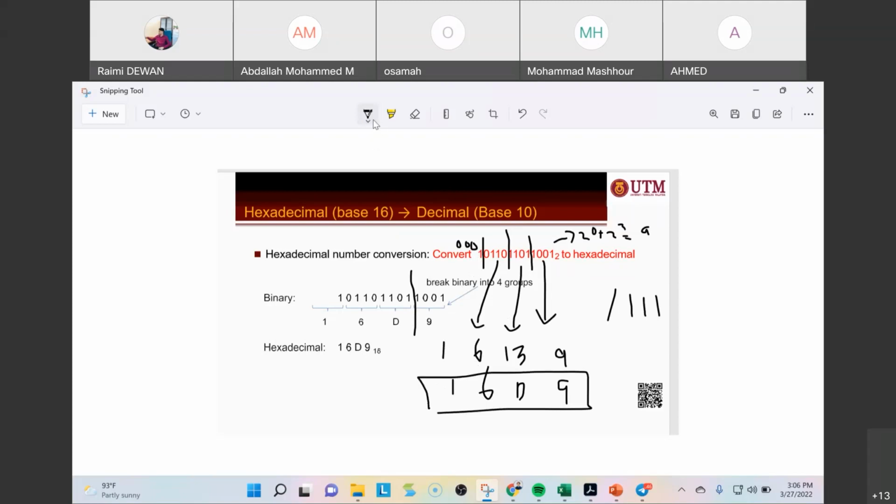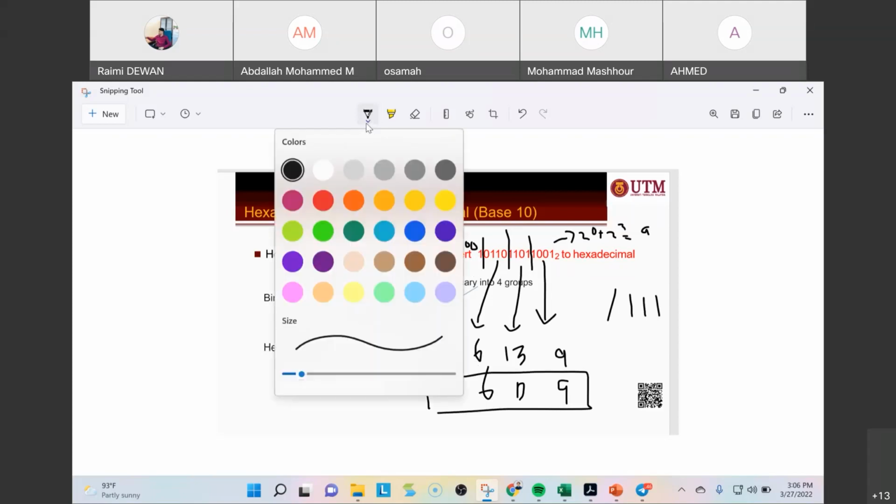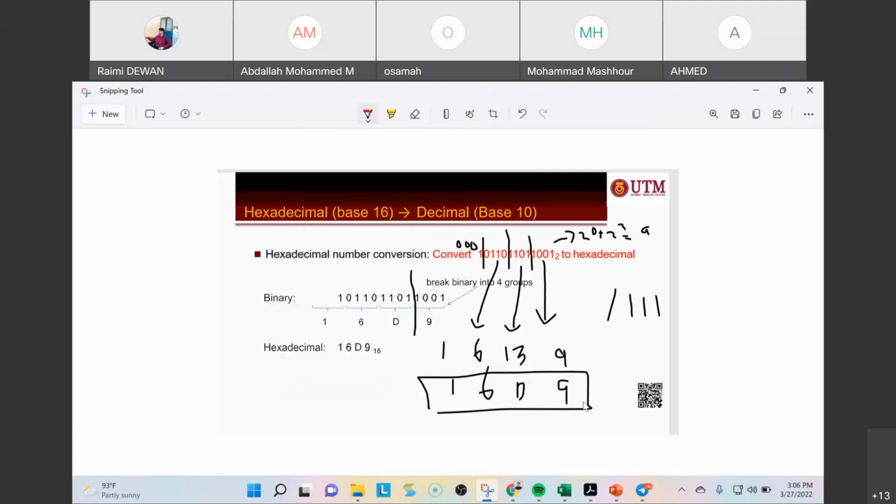And don't forget to write the base. It is always important. If you don't write it, we will cut marks. So it's base 16. Okay, so far, so good.